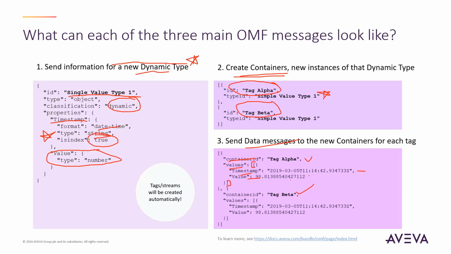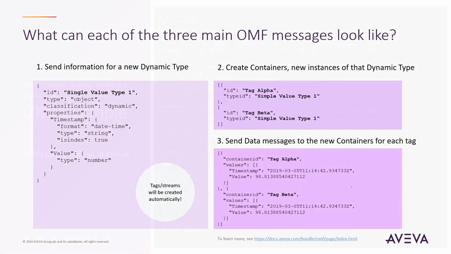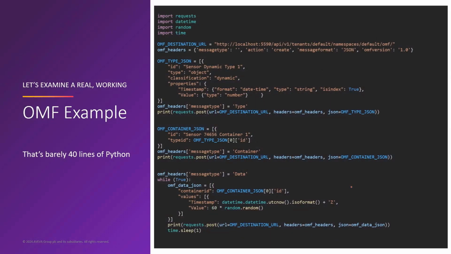Now, the specification also describes message headers that also need to be set as well. And we'll get into what that is because we need to inform our destination that yes, we are sending a type message here and that we are sending a container message here and we are sending a data message here. And there are ways of doing that through setting message headers. And let's actually show you an example of this that's barely 40 lines of Python code. And this includes all the things. If you actually run this against an Edge Data Store, it will absolutely work.